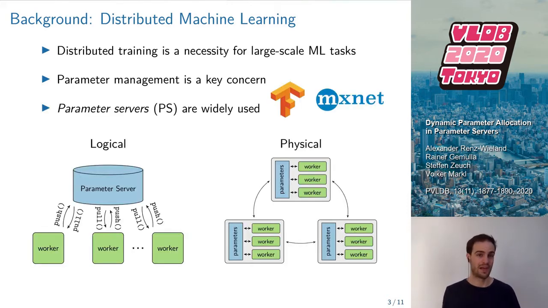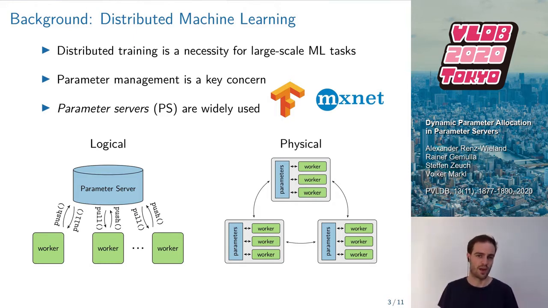Parameter servers are widely used to do this. A parameter server is a key value store that is specialized to machine learning. It provides primitives to read and write parameters and takes care of partitioning and synchronization in the background. This makes it significantly easier to implement distributed machine learning algorithms without low-level programming. This is why parameter servers are used as a component in many machine learning systems, for example, TensorFlow and MXNet.